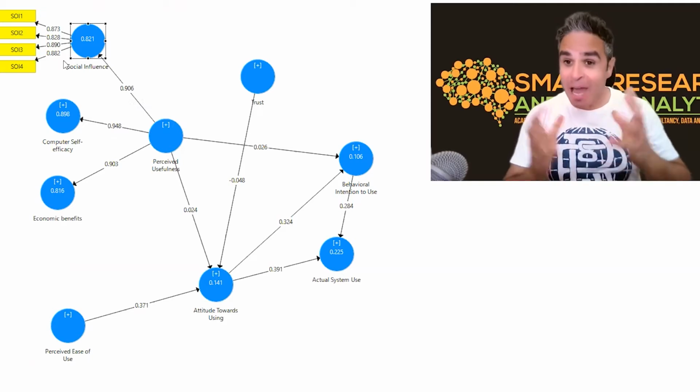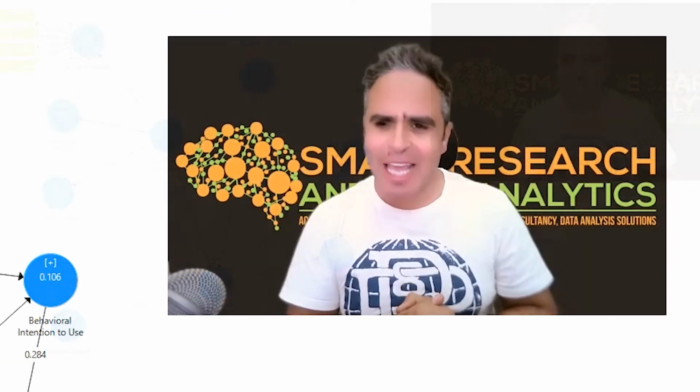Now we will move to getting the data from SmartPLS and doing the manual calculations to get the CR and AVE and check for discriminant reliability, validity as well. So please stay tuned.